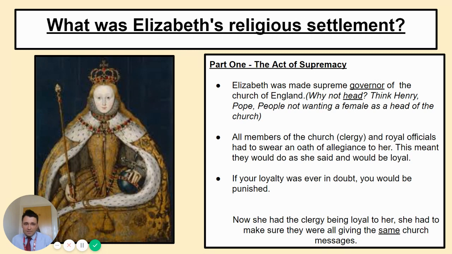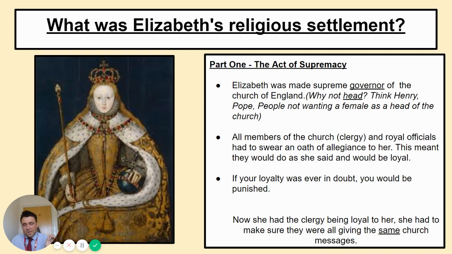This swearing meant that they said they would do exactly as she said for them to do, and they would be loyal to her. They would not turn against her. Now, if your loyalty was ever in doubt after swearing this, you would be punished. And if you didn't swear the oath of allegiance, then you couldn't be a member of the clergy, you couldn't be a royal official. Elizabeth had to make sure that the people with her were completely loyal. Well, that's step one, the Act of Supremacy.